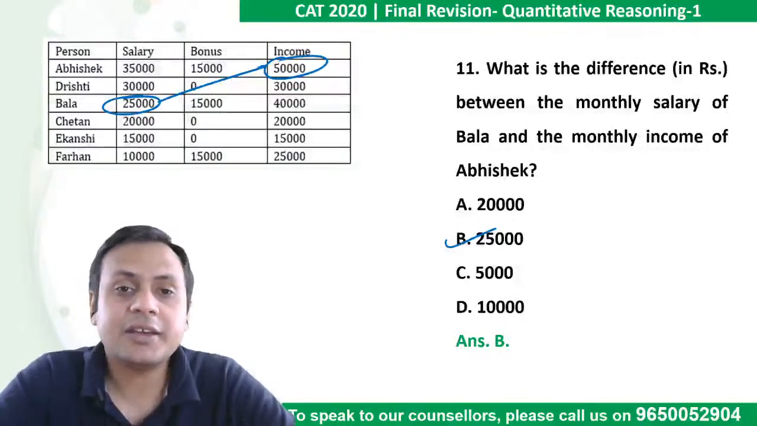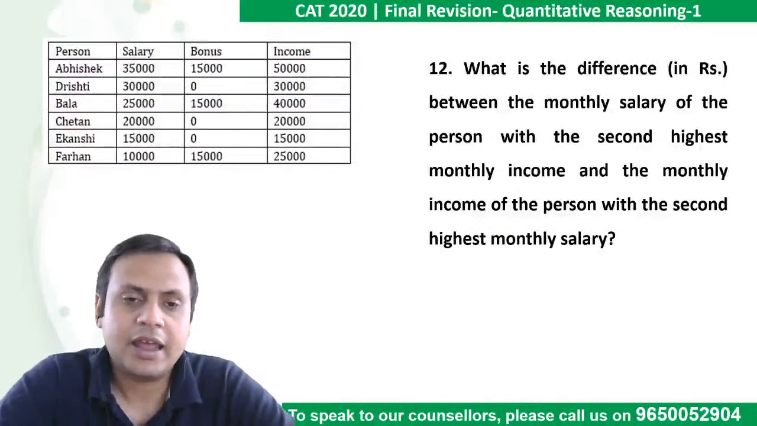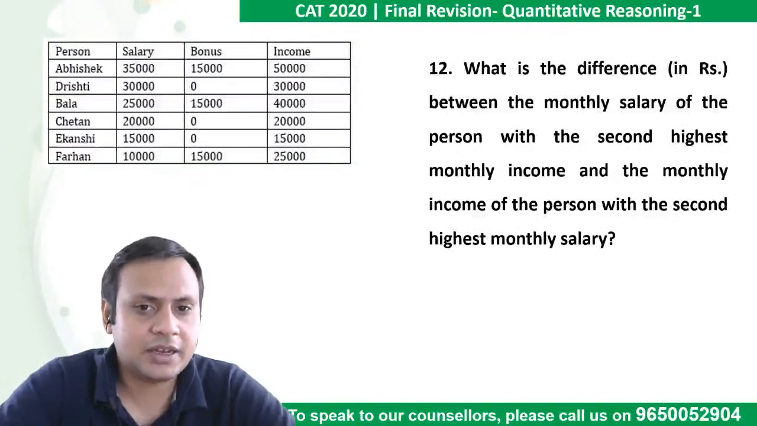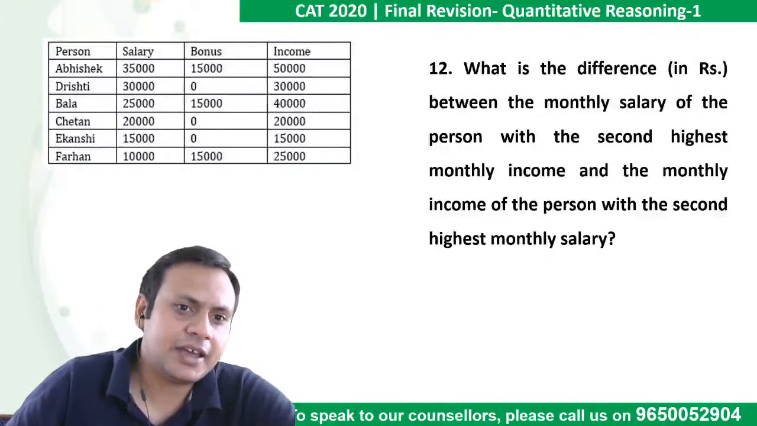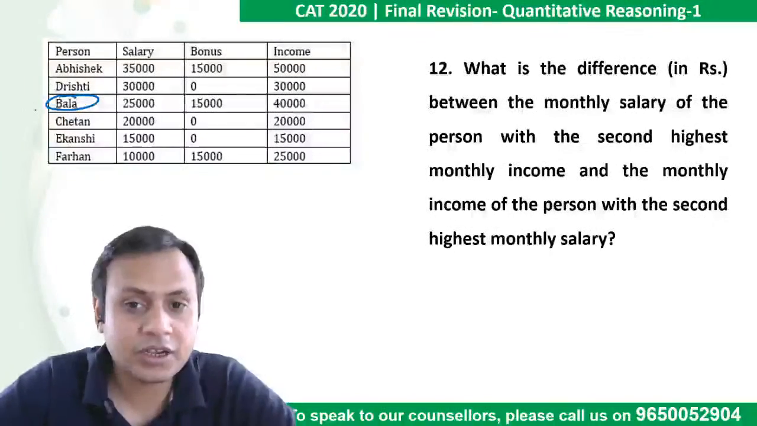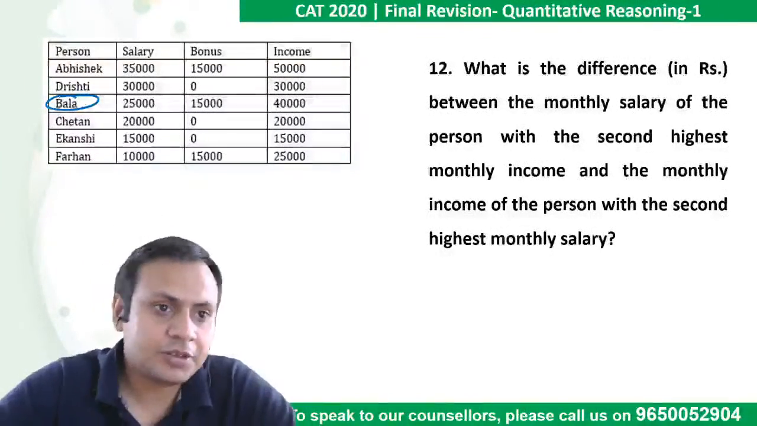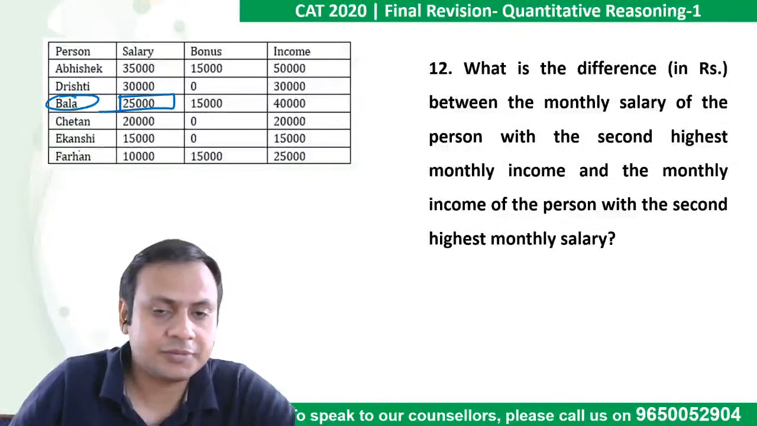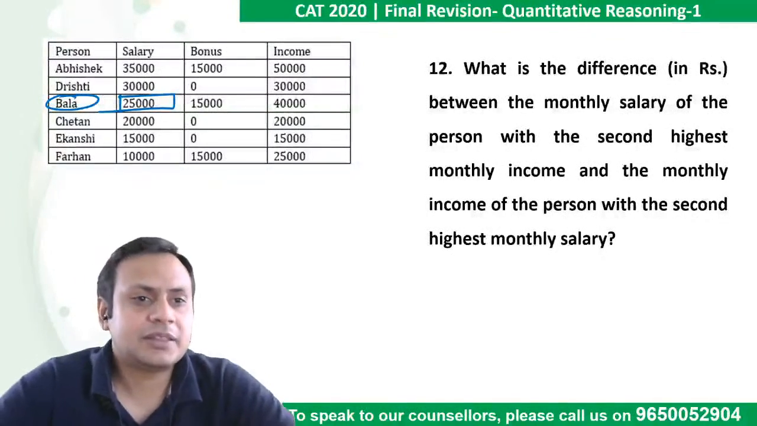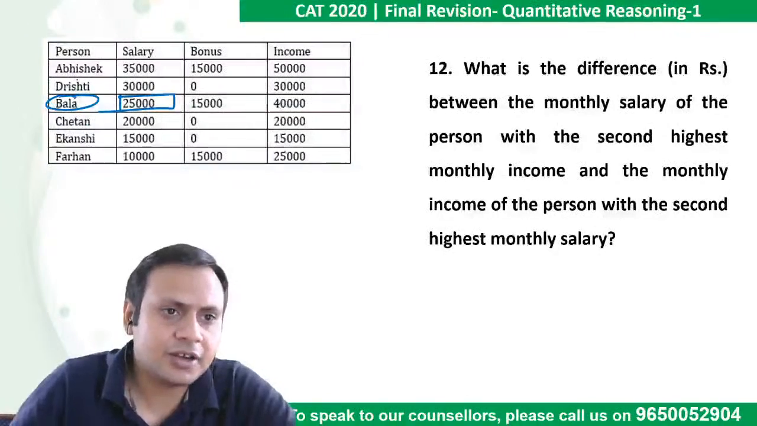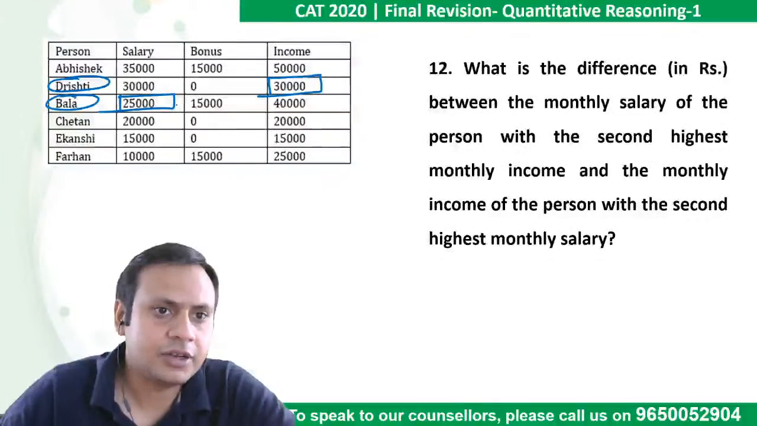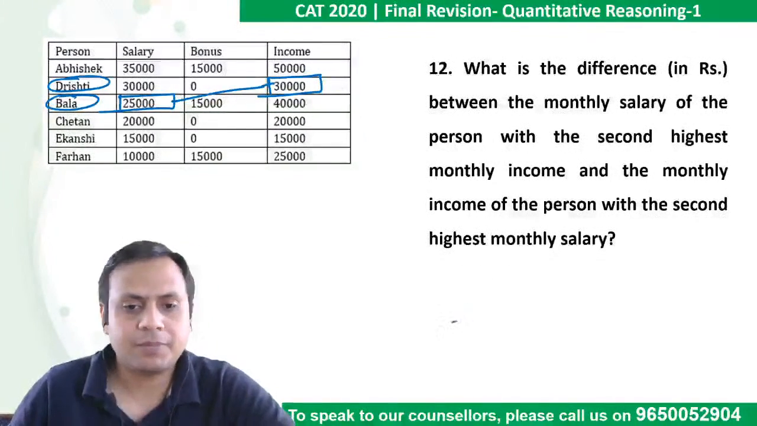So you are checking each and every case. Now, what is the difference between the monthly salary of the person with second highest monthly income and the monthly income of the person with second highest monthly salary? Second highest monthly income, that person is Bala, 40,000. So the monthly salary of this person is 25,000. Who's earning the second highest monthly salary? Drishti. And what is the monthly income? 30,000. The difference between these two is simply 5,000.